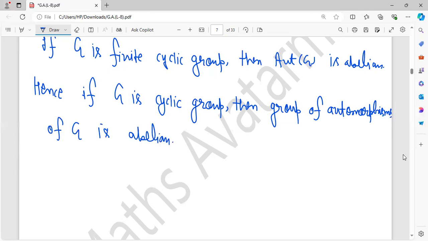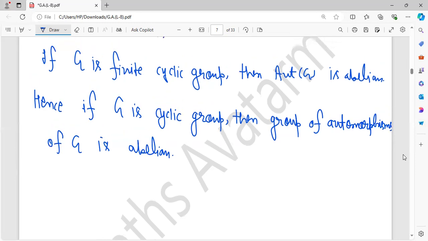So you take any cyclic group, the corresponding automorphism group will be cyclic. Okay, abelian. So it will be abelian, sorry. It will be abelian. So today's lecture is up to this.